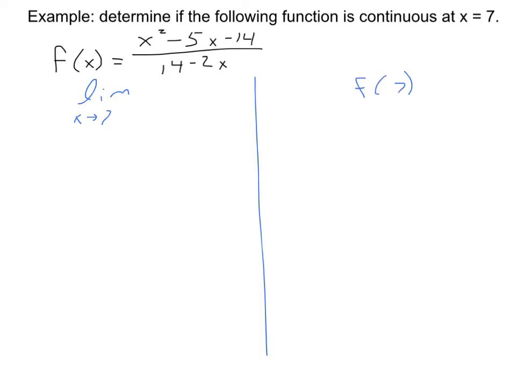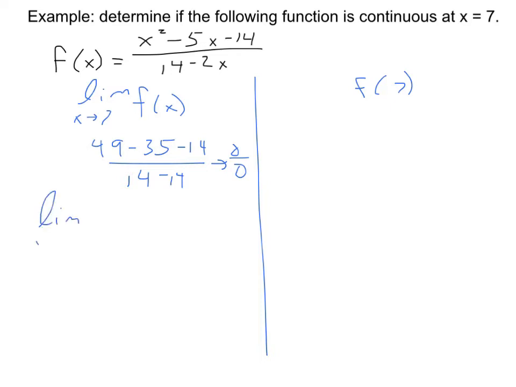So in order to take this limit, we were supposed to always attempt to plug in the value because, hey, it might work, right? When I attempt to evaluate for 7, I end up with 49 minus 35 minus 14 over 14 minus 14. That gives me 0 over 0. Surprise, surprise. Try harder.